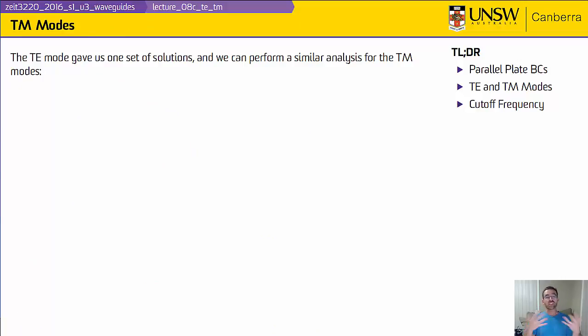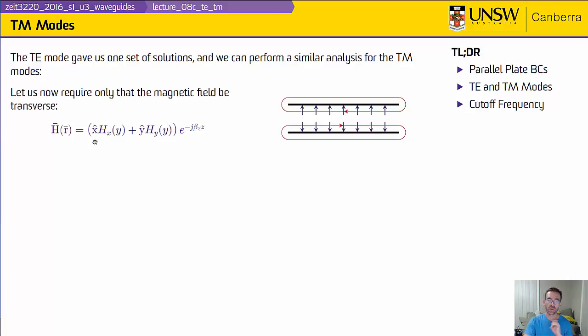So we just computed a set of modes associated with the transverse electric condition, and we can do a similar thing for the transverse magnetic condition. We'll assume now that the magnetic field is completely transverse. So if the magnetic field is completely transverse, we have this sort of assumed form.